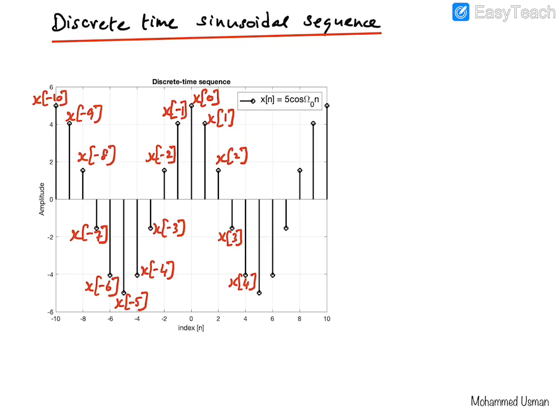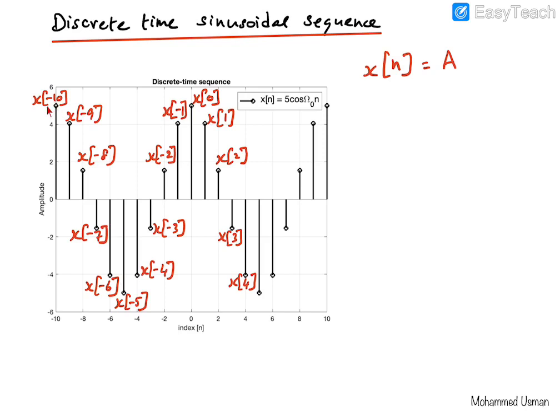Now the general form of representing the discrete signal is x of n equals the amplitude A, with the peak value A, which we have here.